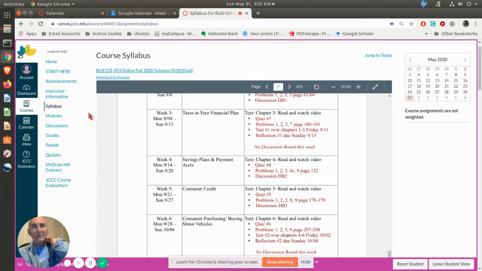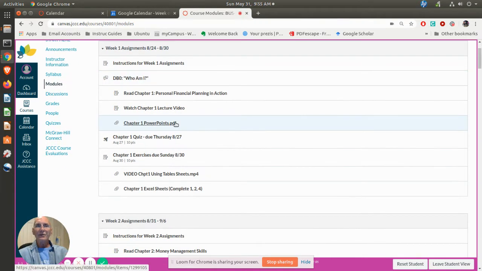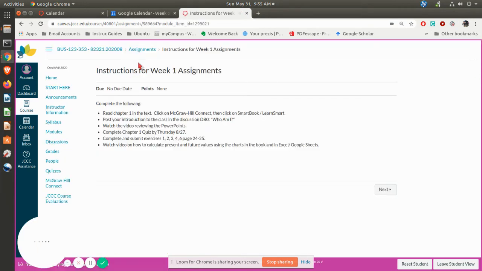Now, that's the syllabus. A key area is the modules here. In the modules, you'll see that everything that you need for the week is within that module. So you'll see that there are instructions for the week, and it tells you what it is that you need to do for that week.